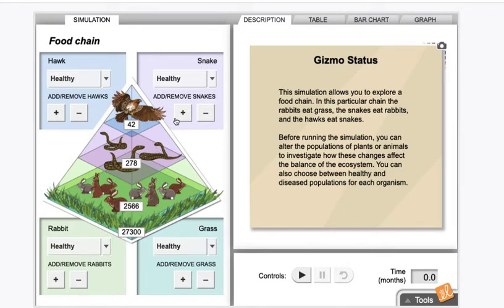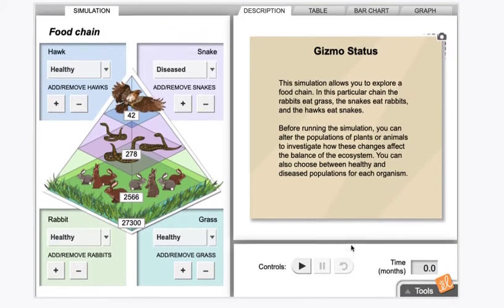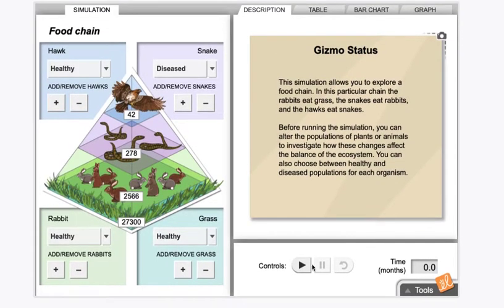And if you remember from the question, it said that the snake population is diseased. So we're going to go over here and choose diseased. Okay, and let's see what happens when we advance the years a little bit forward. So I'm going to play it and see what happens. We're at 3-4 months right now. And look, the snake population is slowly going down.